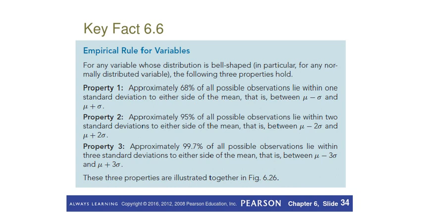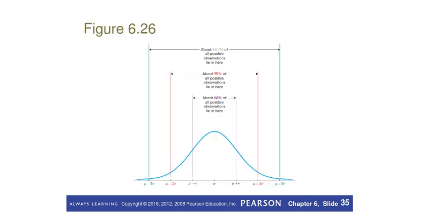95% of all of the possible observations will lie between two standard deviations to the left and the right of the mean. A third property states that 99.7% of all of these observations would lie between three standard deviations to the left and the right of the mean. That is, almost all of the distribution will lie within three standard deviations of the mean. And as an illustration, you can see what that means.